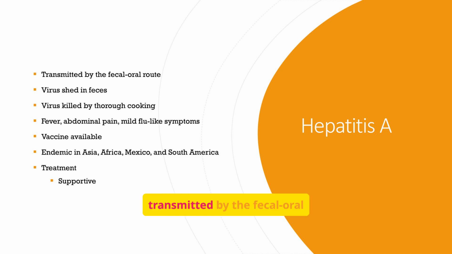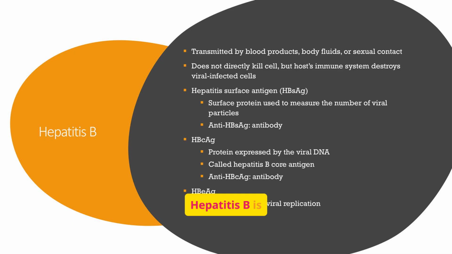Hepatitis A is transmitted by the fecal-oral route. The virus is shed in feces and killed by thorough cooking. It causes fever, abdominal pain, and mild flu-like symptoms. A vaccine is available, and it is endemic in Asia, Africa, Mexico, and South America. Treatment is supportive. Hepatitis B is transmitted through blood products, body fluids, or sexual contact.